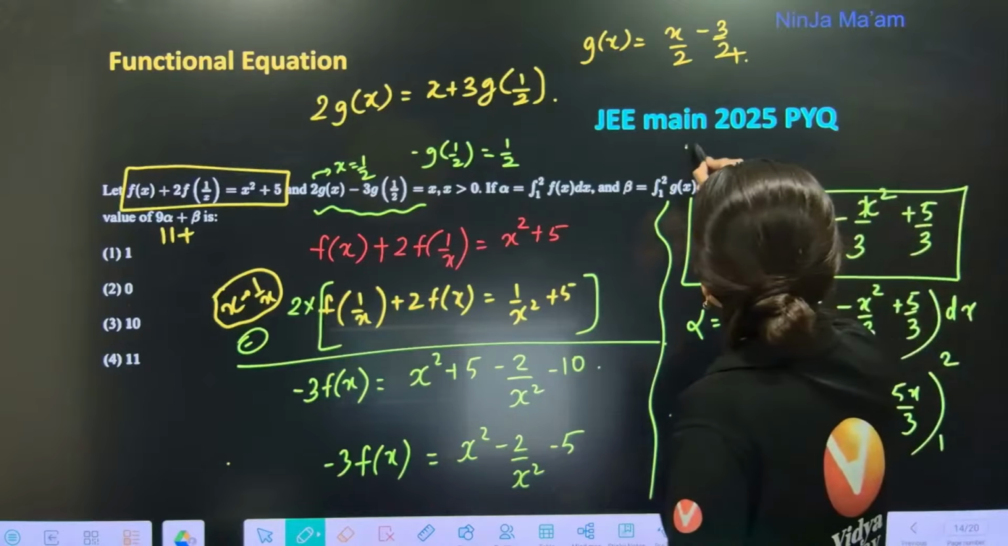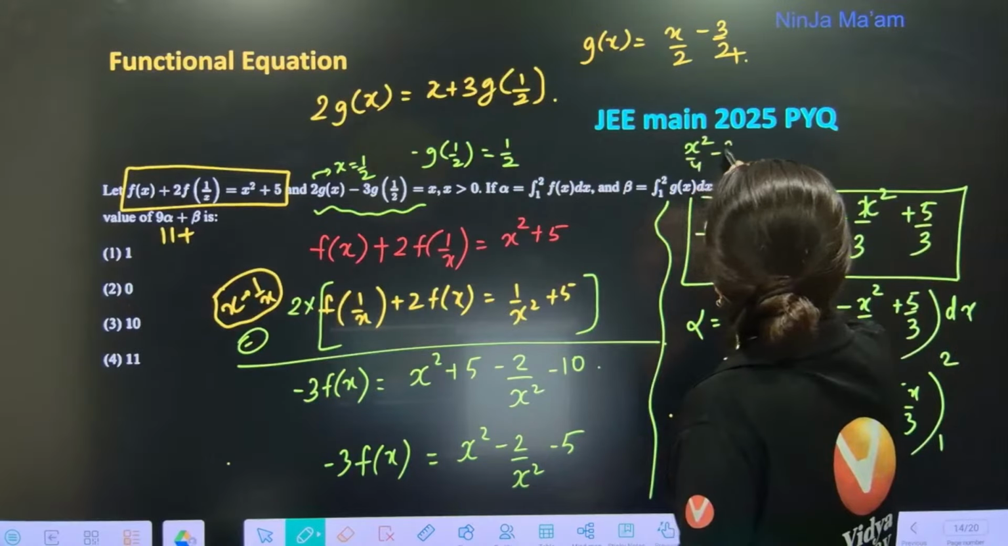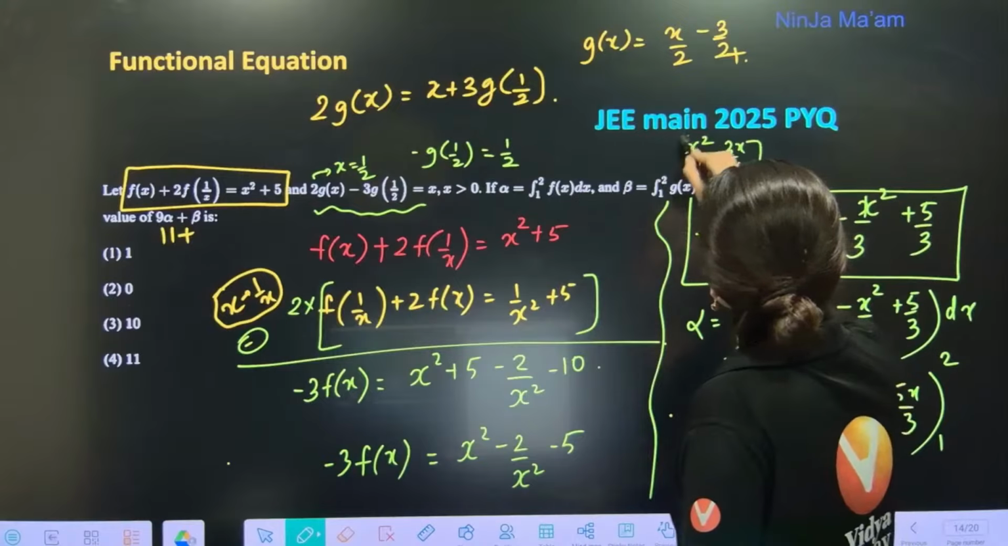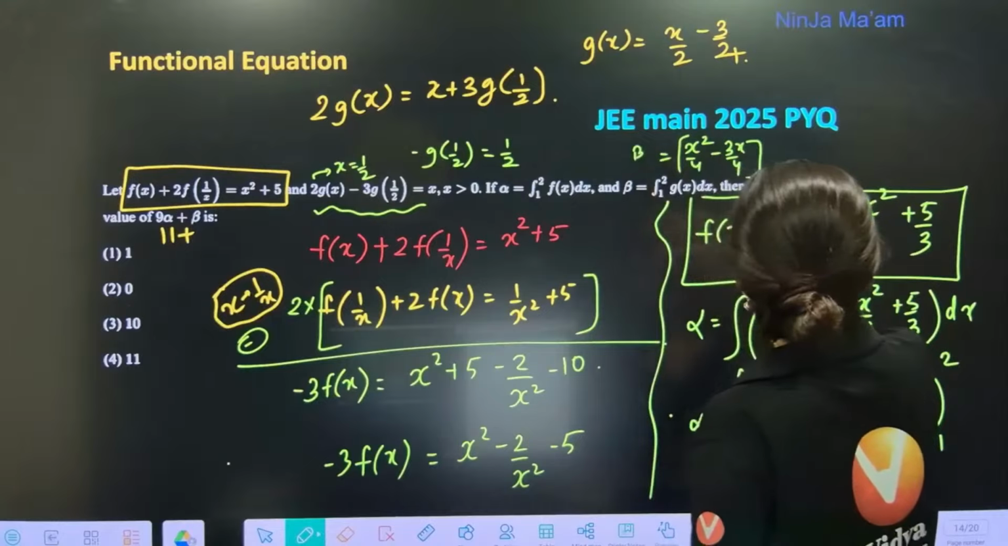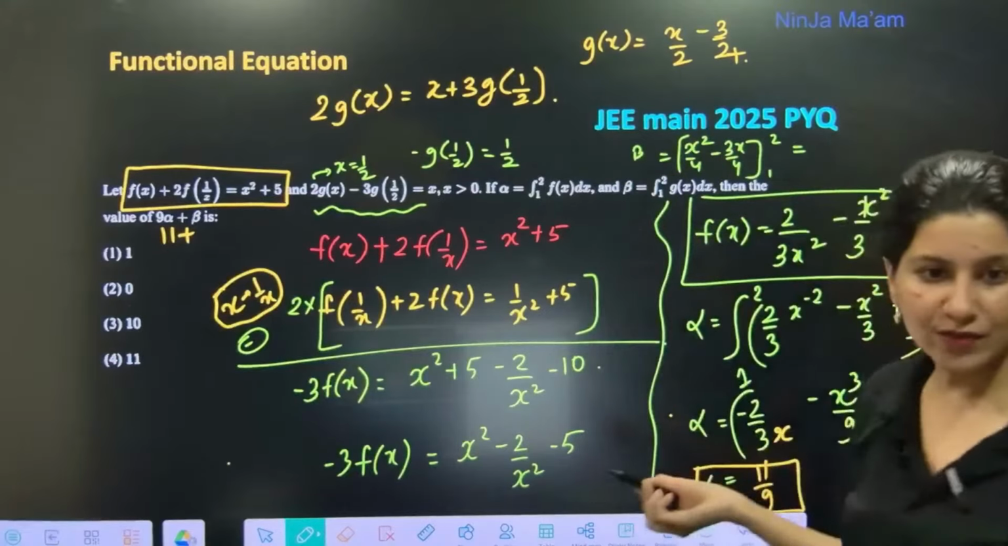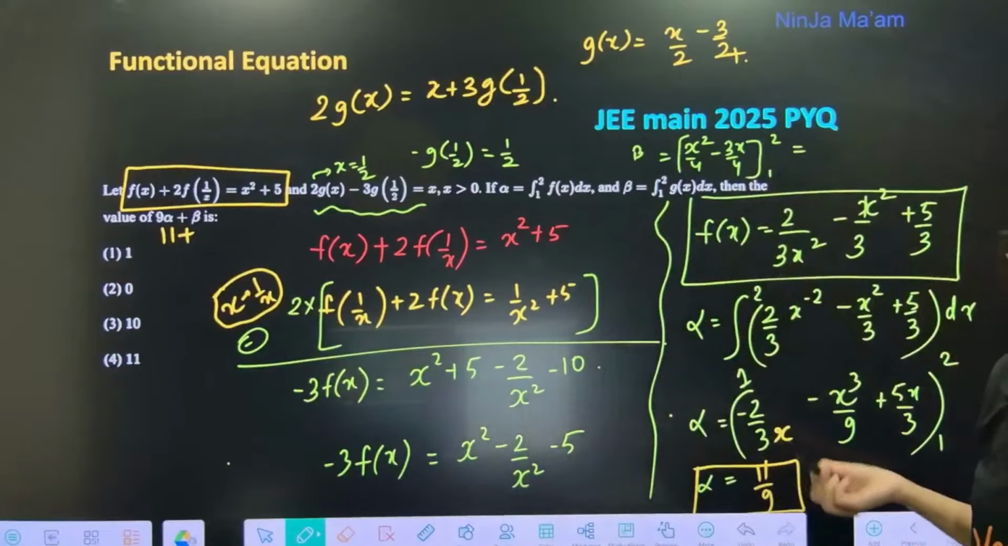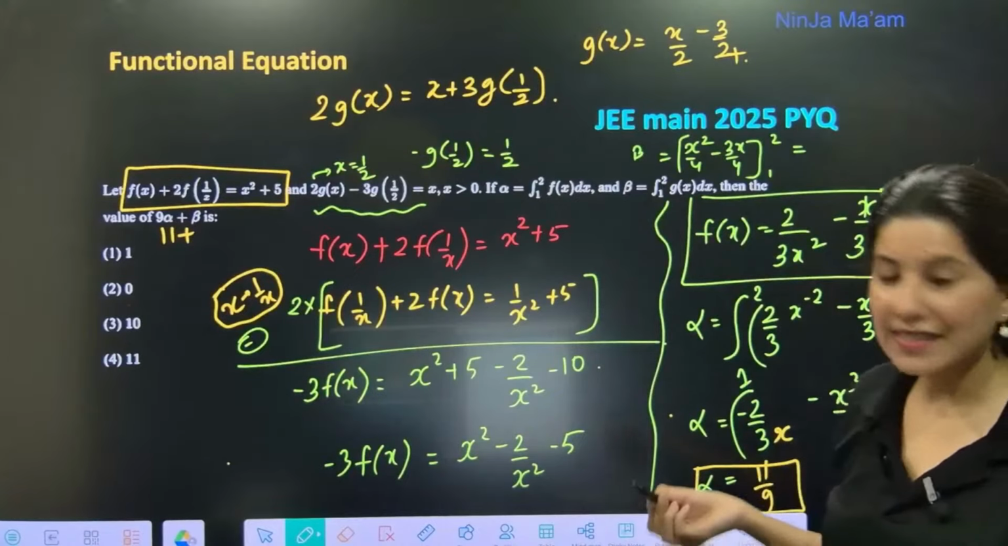Integrate. So it is x square by 4 minus 3x by 4. And this is your beta. If you put the limits, it is going to be 1 to 2. So beta value, if you calculate, is going to be 0.